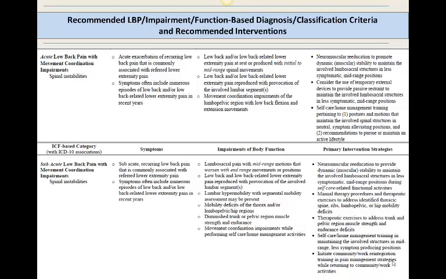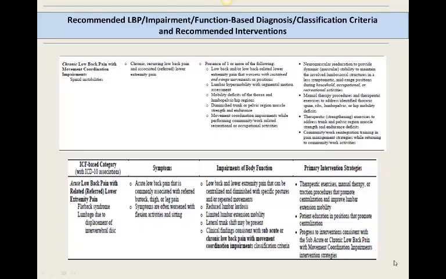Neuromuscular re-education, again, should be prescribed for these patients. Manual therapy procedures should be incorporated where there is a loss of mobility in certain areas, whether it be in the thoracic, lumbar, or hip. And therapeutic exercises to improve endurance and muscle strength should be utilized.